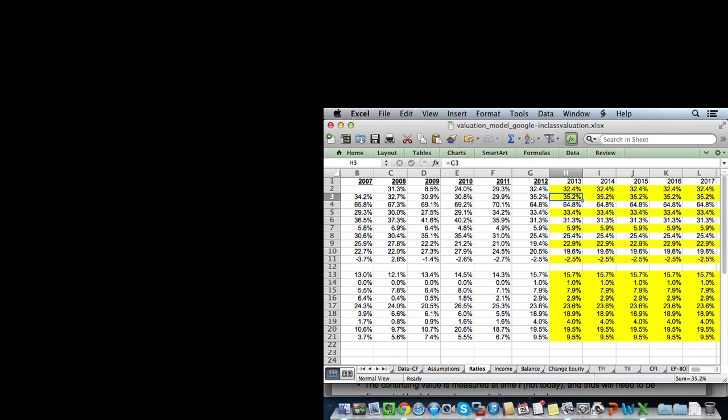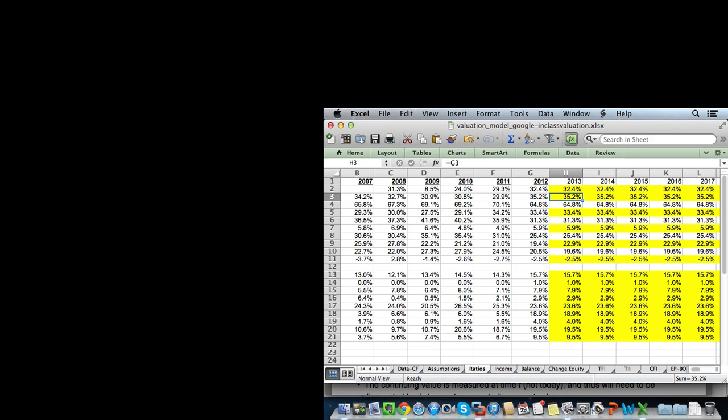So in terms of where the model is today, we've set up so that the ratios are forecasted going forward, and that the forecasted ratios create the forecasted financial statements, income statements, balance sheets, and ultimately the cash flows that we're about to forecast. And that created the economic statements of TFI, TII, and CFI.